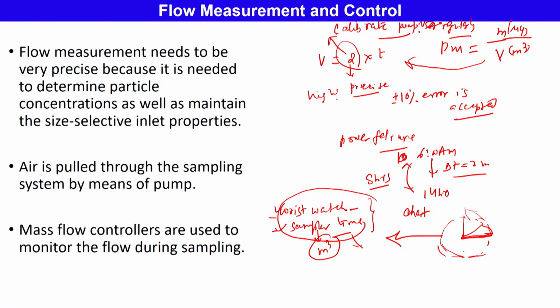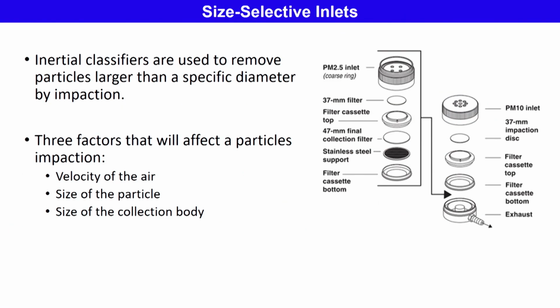And we know that the air is pulled through the sampling system by means of a pump, and if there is a change in flow because of the deposition of particles on the filters, there will be a mass flow controller doing its job. They will be increasing the flow depending on the pressure drop. So that can be there.